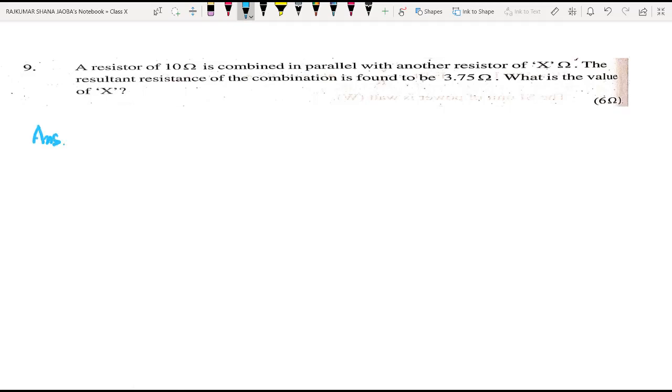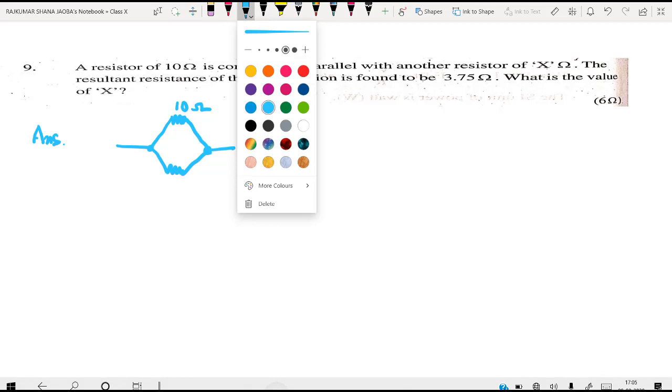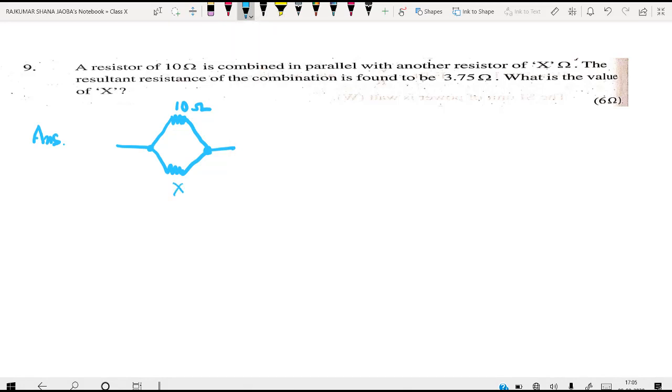So, say the question: a 10 ohms resistance is connected in parallel with a resistance X, and the equivalent of this combination is 3.75 ohms. 10 ohms and an unknown resistance X are in parallel, and their equivalent resistance is 3.75 ohms. Question is, what is the value of X?